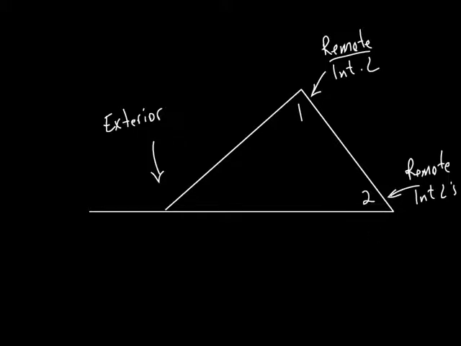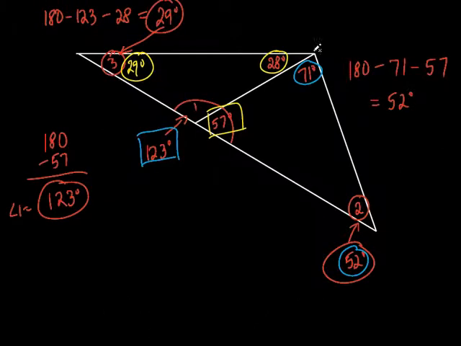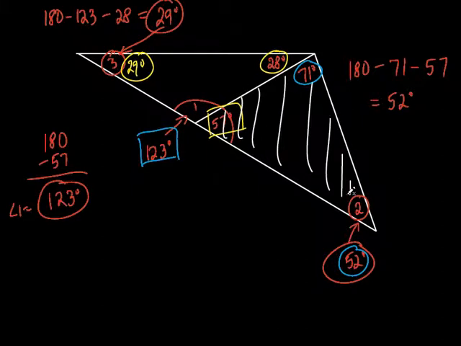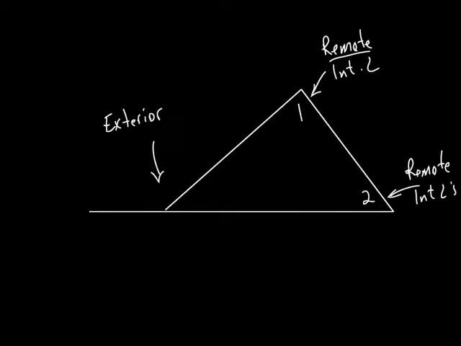Do you remember what we did over here? Let's look at this triangle right here. Which one is the exterior angle to this triangle? Angle 1, right, because if I extend this side, angle 1 is the exterior. Which ones are the remote interior angles to angle 1? 71 and 52. So what do you do with those 2 to get this? Add them up, okay? So let's think about that.